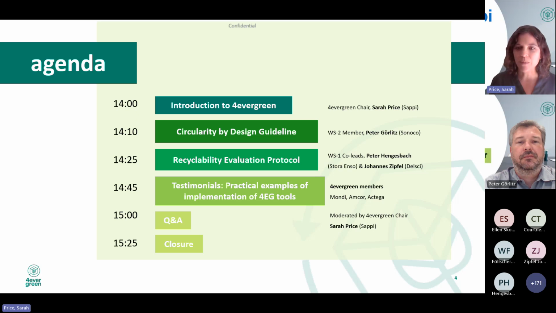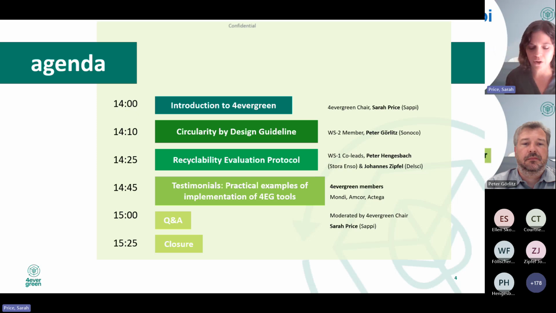Then we move into testimonials. We've got 3 4evergreen members joining us today as well to discuss how they've put some of these deliverables into practice. We have Fabio Peyer from Mondi. We have Niels de Rijbel from Amcor, as well as Wilk Fulcher from Actega. So those 3 representatives will also be presenting today. And then finally, we'll have our Q&A session before wrapping up.